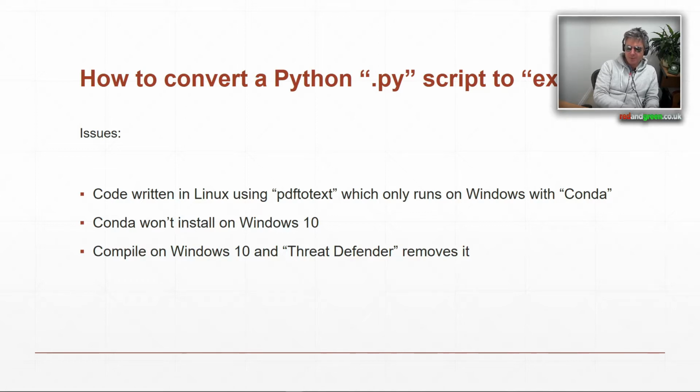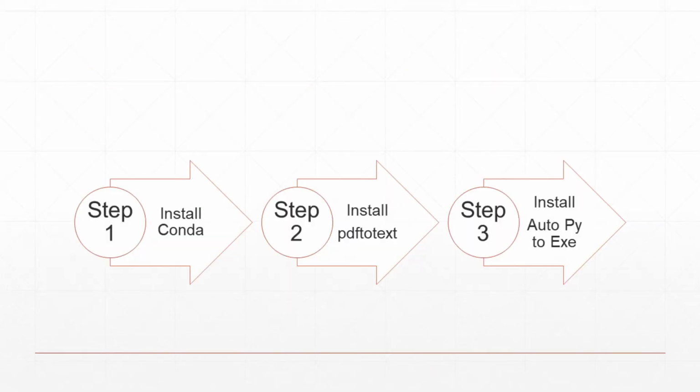There was a version: if you go to the conda homepage, then the pdftotext homepage, it will tell you that you can run it with conda. So get conda working on Windows, which I'll show you some problems with, and then finally compile on Windows 10 using auto-py-to-exe. So the three steps: install conda, install pdftotext once you've got conda running on your Windows 10 PC, and then from within conda do pip install, and you can install pdftotext and also py to exe.